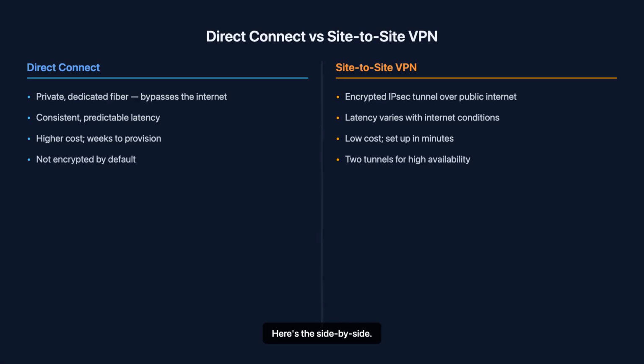Here's the side-by-side. Direct Connect is private, dedicated fiber that bypasses the internet. Its big selling point is consistent, predictable latency. The cost is higher, and because real fiber has to be installed, provisioning takes weeks. And note this carefully, it is not encrypted by default. Site-to-site VPN is an encrypted IPsec tunnel over the public internet, so its latency varies with internet conditions. It's low cost, you can set it up in minutes, and it uses 2 tunnels for high availability. Notice the mirror image. Direct Connect trades cost and speed to build for consistency. VPN trades consistency for cost and instant setup.